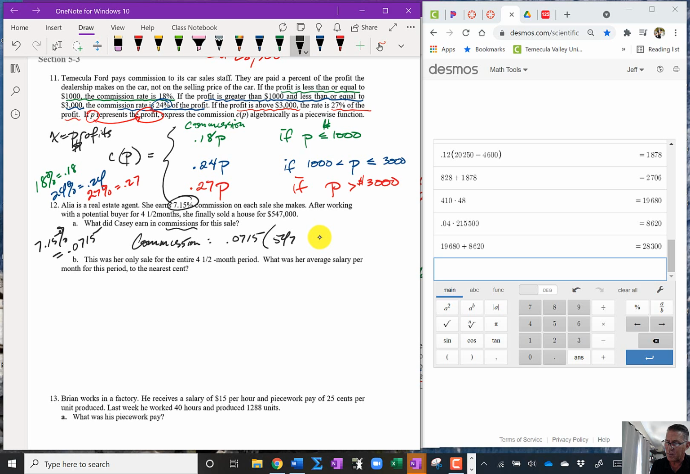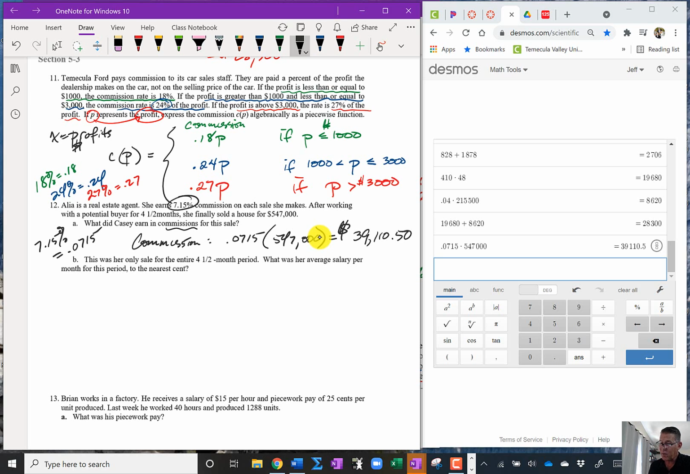Okay, I'm sorry. She's making $39,110.50 on that one sale. Okay, she worked 4.5 months though. You got to keep that in mind. So after 4.5 months of work, that's the key number there in terms of time, she made that much money. It says in part B, this was her only sale during the 4.5 month period. What was her average salary during this time per month? Average means per month. So you got to divide it by 4.5 months basically.